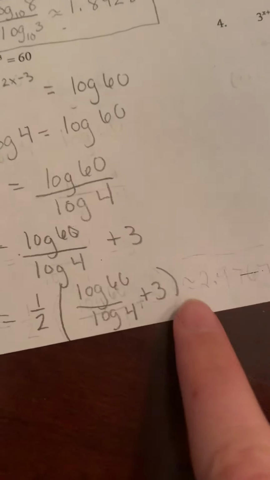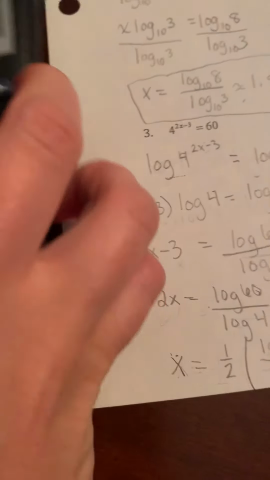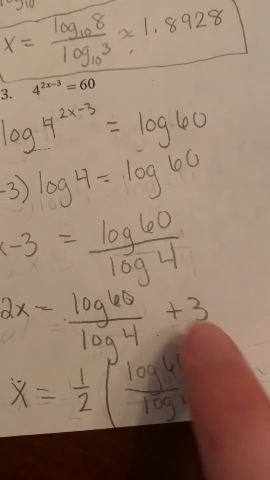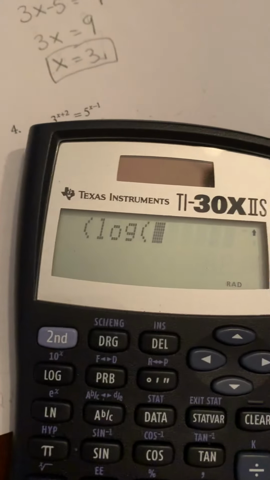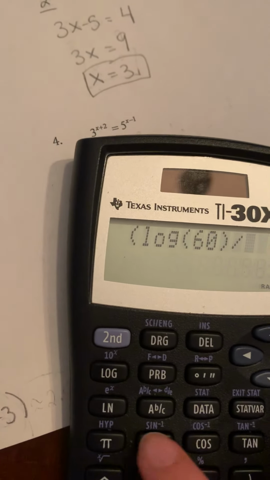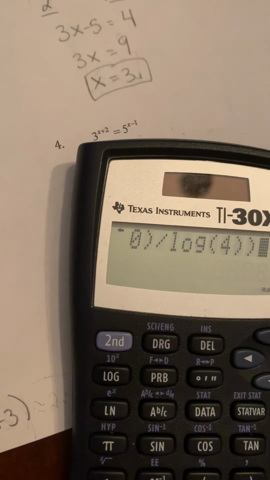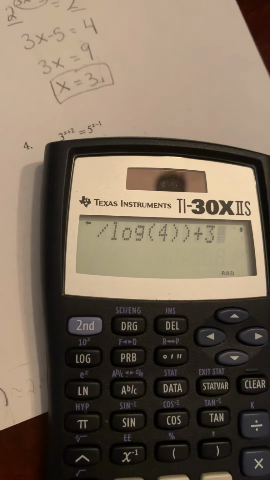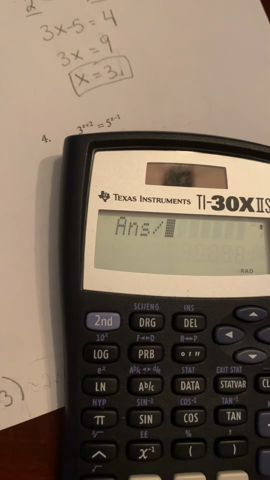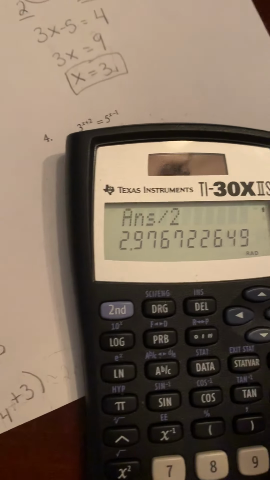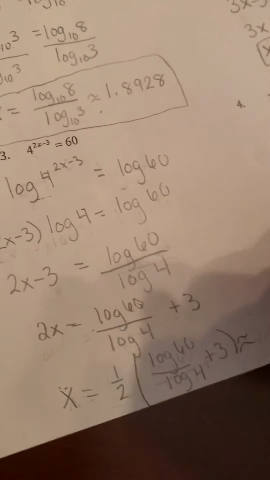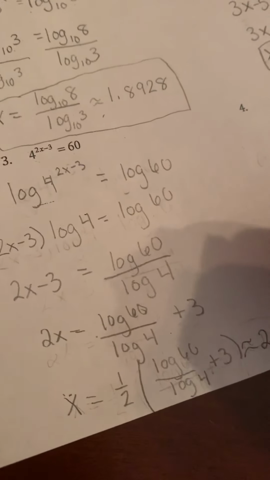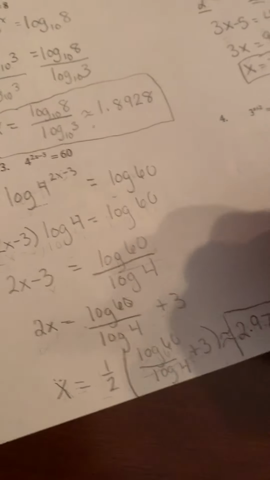Okay, so I'll plug that into my calculator. Make sure we're paying careful attention to order of operations. We're not adding the 3 to the 60. We're not dividing 60 by 4. Okay, so I'm going to use some parentheses, and I'm going to do first the log of 60 divided by the log of 4. Then I'm going to add the 3. Once we get that answer, you can multiply by 1/2 or divide by 2. So we'll get approximately 2.9767. And there you have it.